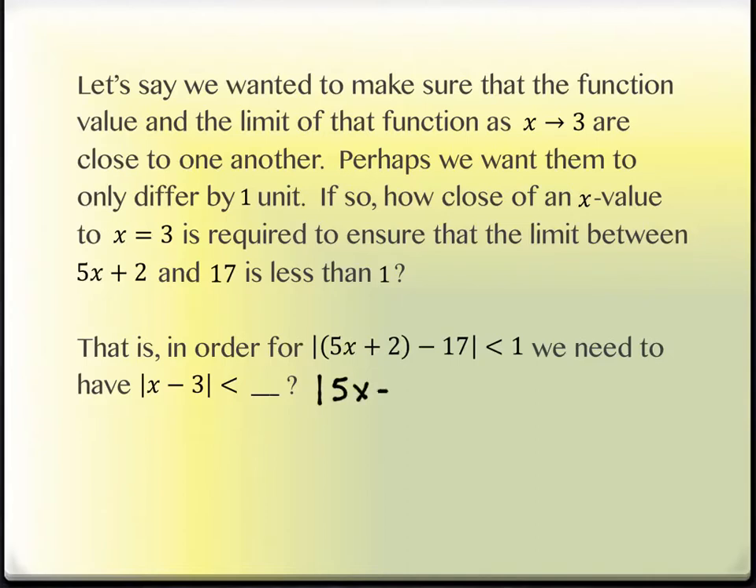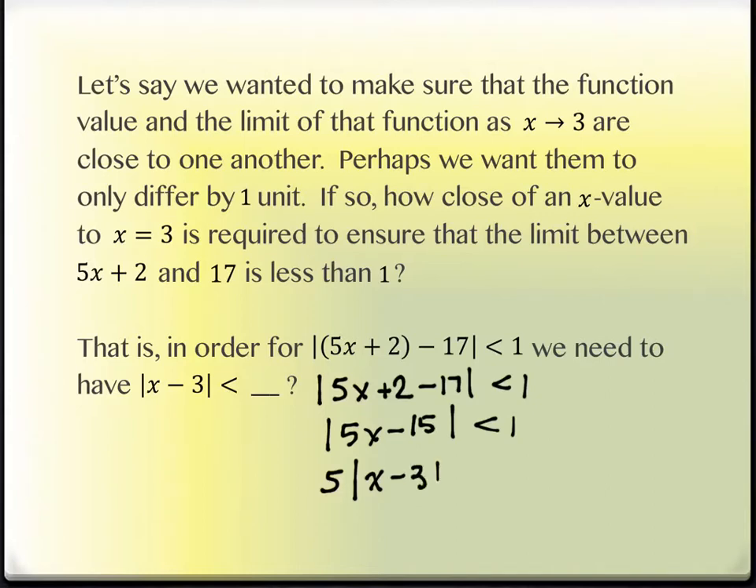Well, we're just going to do a little bit of algebra. We have 5x plus 2 minus 17. 2 minus 17 is negative 15, right? If you notice, the 5x and the 15 have something in common, a 5. So we're going to factor a 5 out, and I can factor it completely out of the absolute value because it's positive. If it were negative, I could factor it out as well, and it would become positive, all right? Is everybody good so far? I'm playing with some absolute values.